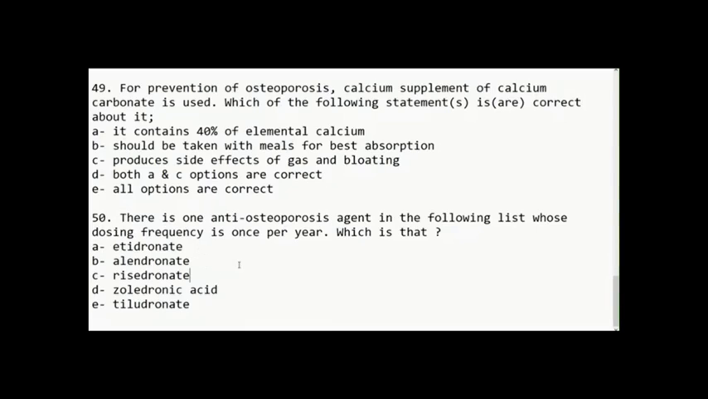Friends, as we have learnt in a previous MCQ that the most potent bisphosphonate is zoledronic acid. So it is actually this option that is the correct one. So now we know that zoledronic acid is the most potent bisphosphonate, and thus it is given only once per year.